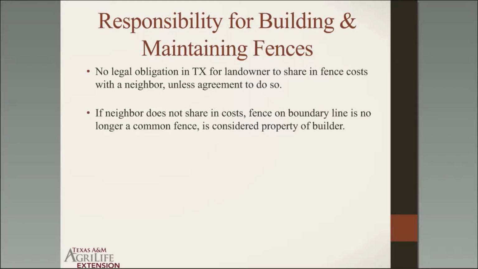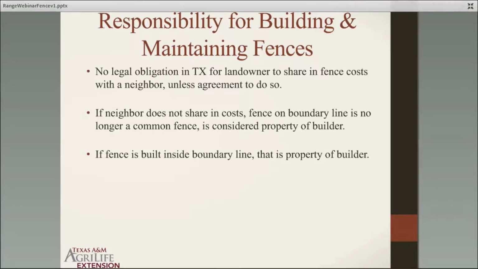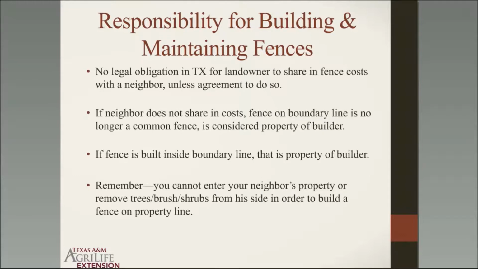Okay, and that's not a huge deal necessarily, but I think it makes sense, right? So if my neighbor won't pitch in, I go spend all this money to build a fence on the boundary line. That fence is now my property, right? It's not a common fence anymore. If you build the fence inside your boundary line, so some people will not build it right on the boundary line. They'll kind of come in a foot or so and build it on their property. In that scenario, clearly, right, that fence is the property of the builder.